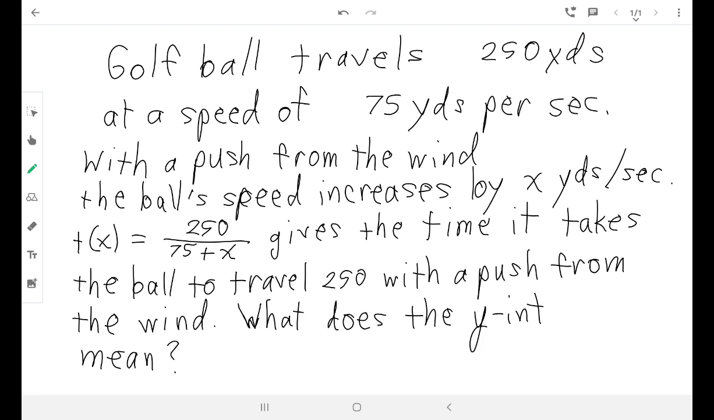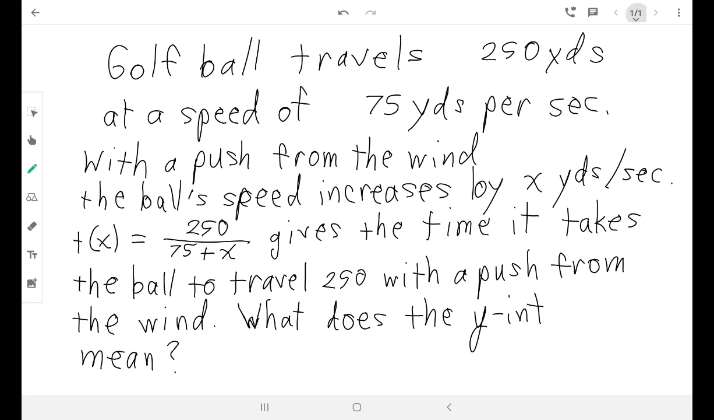And the function t of x, t for time, equals 250 over 75 plus x, gives the time that it takes the ball to travel that 250 yards with a push from the wind. So what does the y-intercept mean?